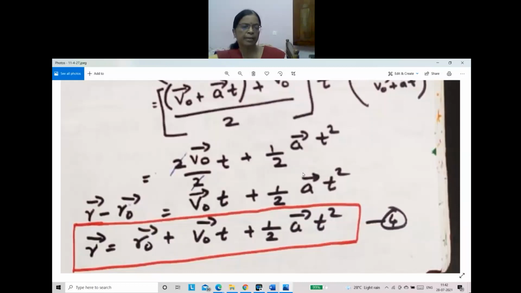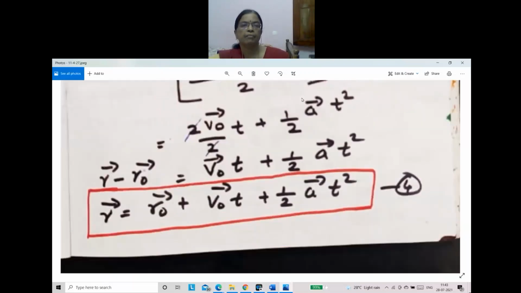Now I am asking you to write all the vectors in component form. Vector r, the final position vector, equals r0 taken to the right side of the equation, so vector r0 plus v0 into t plus half a into t square. Now I am asking you to write this in component form. Children, you have to split in your mind: r equal to xi cap plus yj cap, r0 equal to x0 i cap plus y0 j cap, v0 equal to v0x i cap plus v0y j cap, similarly acceleration ax i cap plus ay j cap. I will show you how it is split.